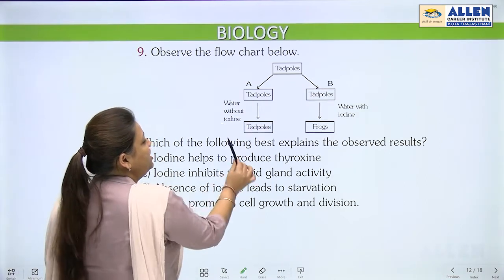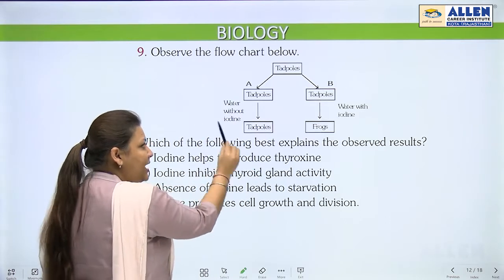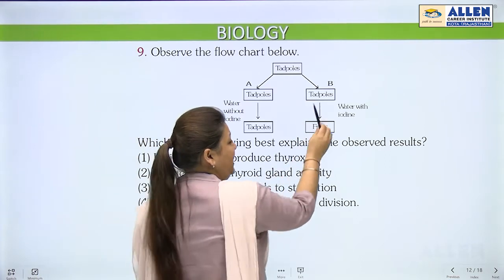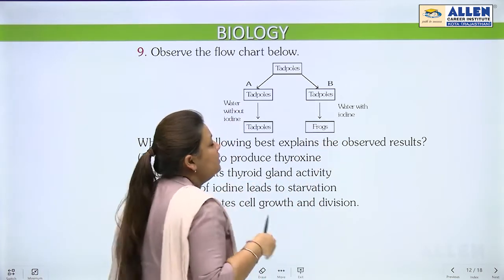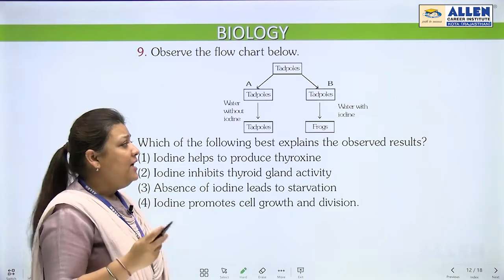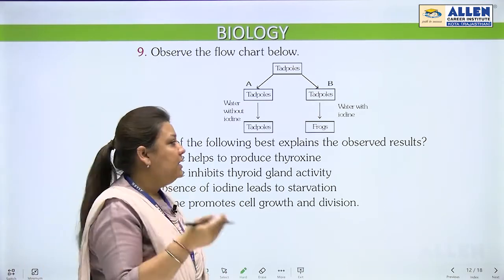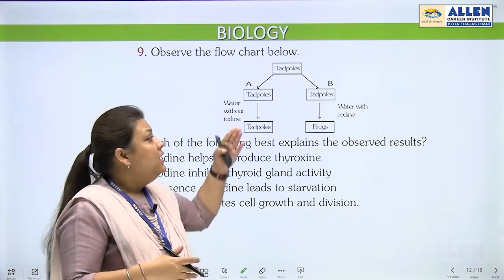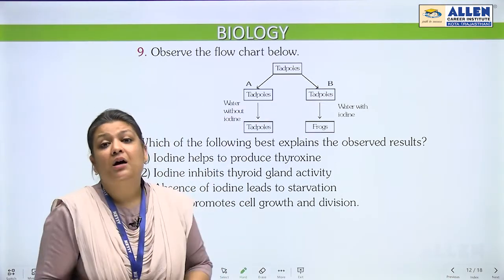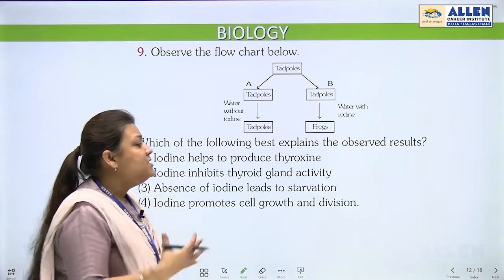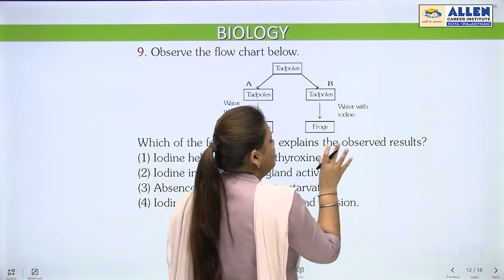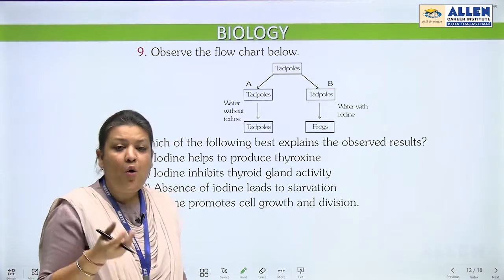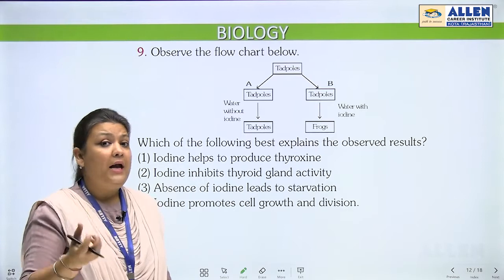When the tadpole was placed in the water without iodine, it remained in the tadpole condition, and when the tadpole was placed in the water with iodine, it turned into what? Frog. Clear? That means iodine is helping in the metamorphosis of the tadpole. That is, the larva has been turned into its adult form. Clear? And this is due to what? That is due to the presence of which hormone? That is thyroxine, and thyroxine hormone formation requires iodine.